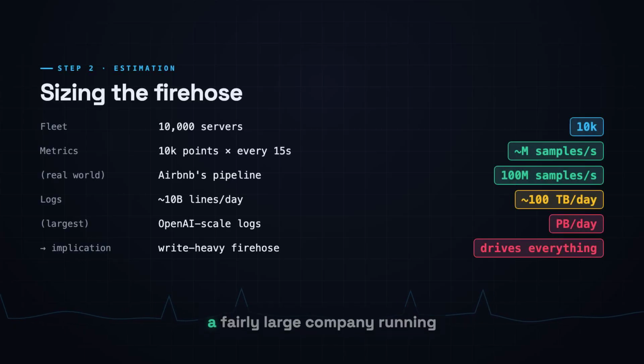Imagine a fairly large company running 10,000 servers. Say each one emits around 10,000 metric data points every 15 seconds. Multiply that out and you are ingesting on the order of several million samples per second. For reference, Airbnb's real pipeline handles over 100 million samples per second.